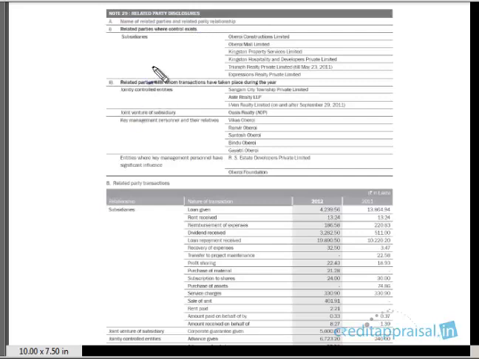Here we can see the various parties with which this company, Oberoi Realty, has done transactions. These are related parties. The auditor has listed some related parties where control exists. This company has controlling interest in these subsidiaries, such as Oberoi Constructions and various other companies. Then, this is also important, entities where key management personnel have significant influence, right? The management of Oberoi Realty has significant influence on these two companies.